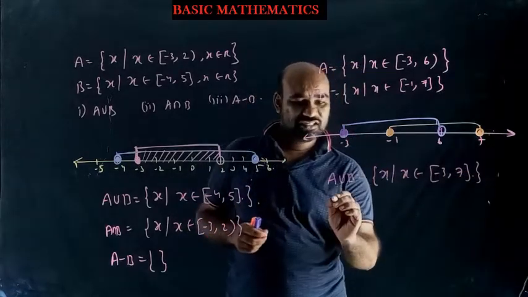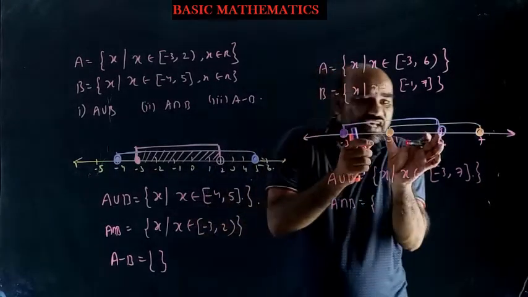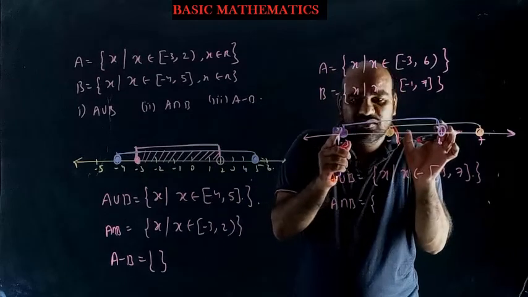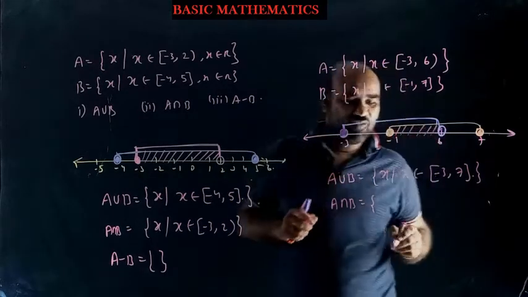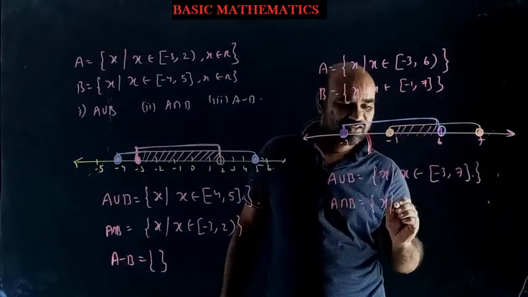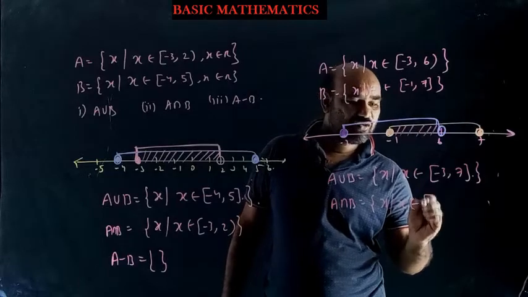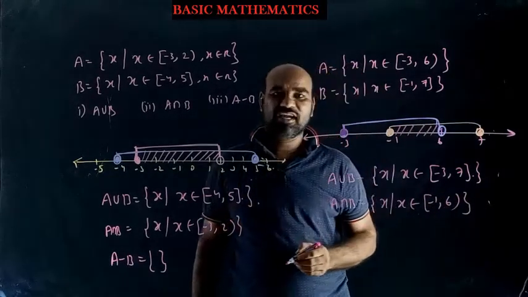Okay. Next interesting thing is A intersection B I want. A intersection means common element. This area is common for both. See, observe. This area is common for both. What is that? X such that minus 1 is there but 6 is not there. So X belongs to open minus 1 to open 6. So this is A intersection B.